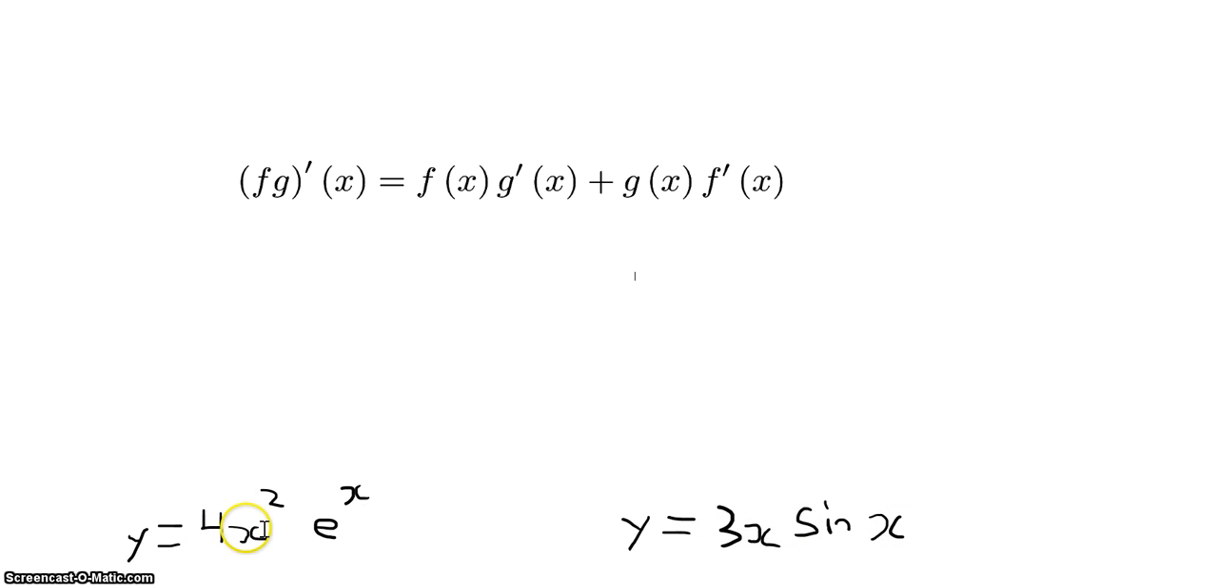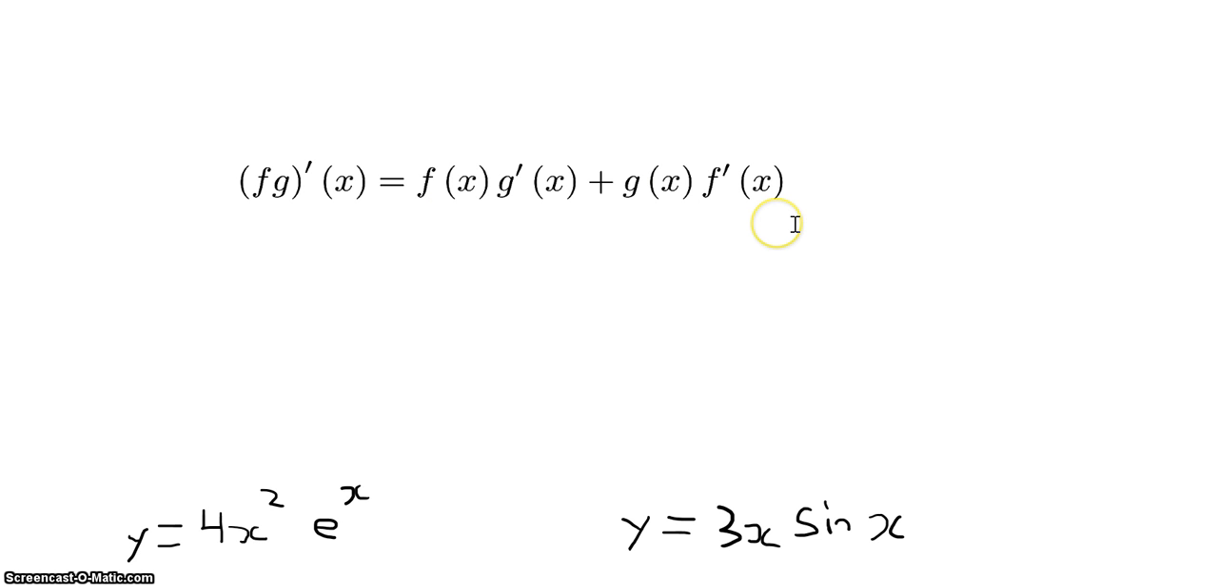And so now that you know that, you can use the equation with f of x being 4x squared, g of x being e to the x, your g prime of x would be the derivative of e to the x, and your f prime of x would be the derivative of 4x squared. So that's all it is, and it's very easy to use. The only restriction for this equation is that both f of x and g of x need to be differentiable. This makes sense because you're finding the derivative of both of them at some point, so if they're not differentiable, it just won't work.